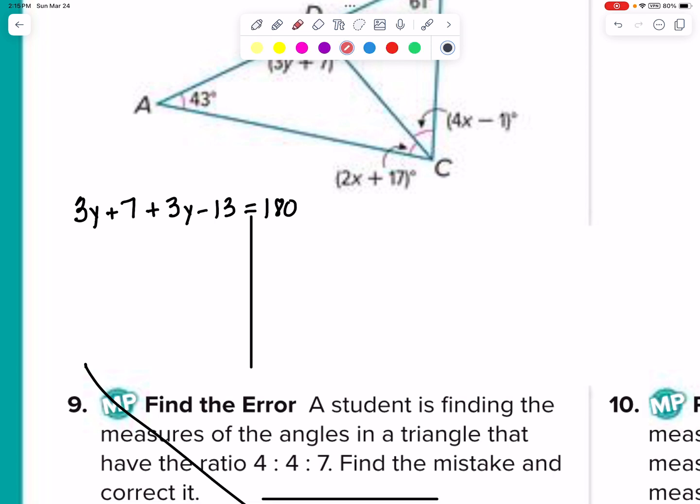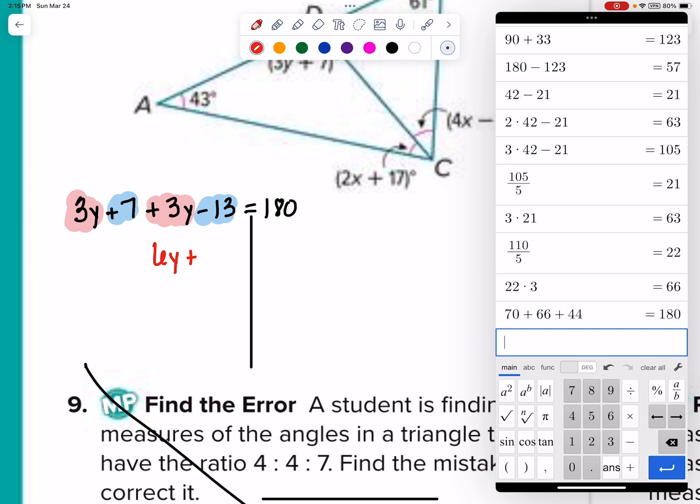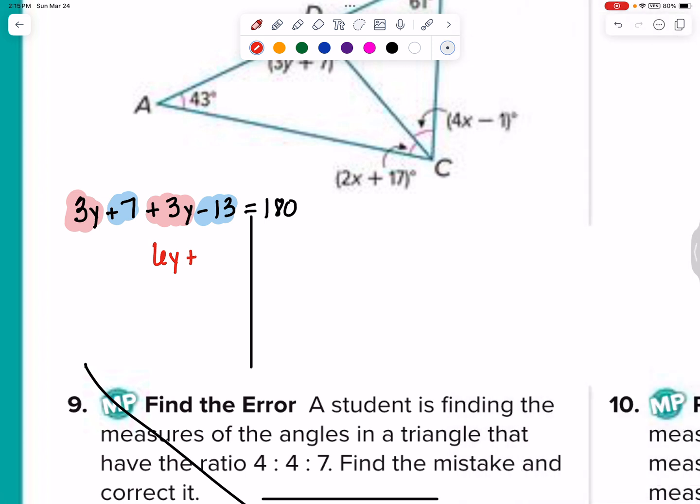Okay, let's go ahead and combine like terms. So we have the y club, and then we have our constant club and constant club. So let's join those together. So we end up with 6y plus, and we have negative 13 and a positive 7. So that's a 13 minus 7. Keep the sign of the bigger number, then you'll be exact, is a negative 6. So instead of writing plus a negative 6, I'm just going to write minus 6 equals 180.